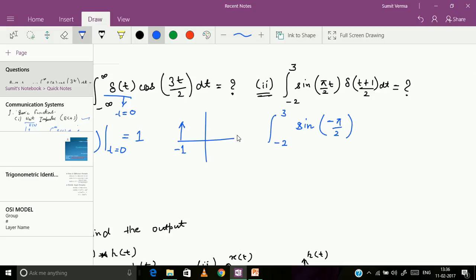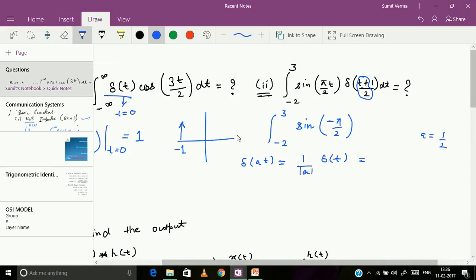So yeah, I can write this, but there is a property that you have studied in your signals and systems which says that del of A into T is equal to 1 by mod A del of T. You can see here that it's not exactly T, it's T by 2. So it's not only shifting, it is also scaling. If I use this property del of AT, it becomes 1 by mod A. So what is the value of A here? A is actually half. So it should become 2 del of T.